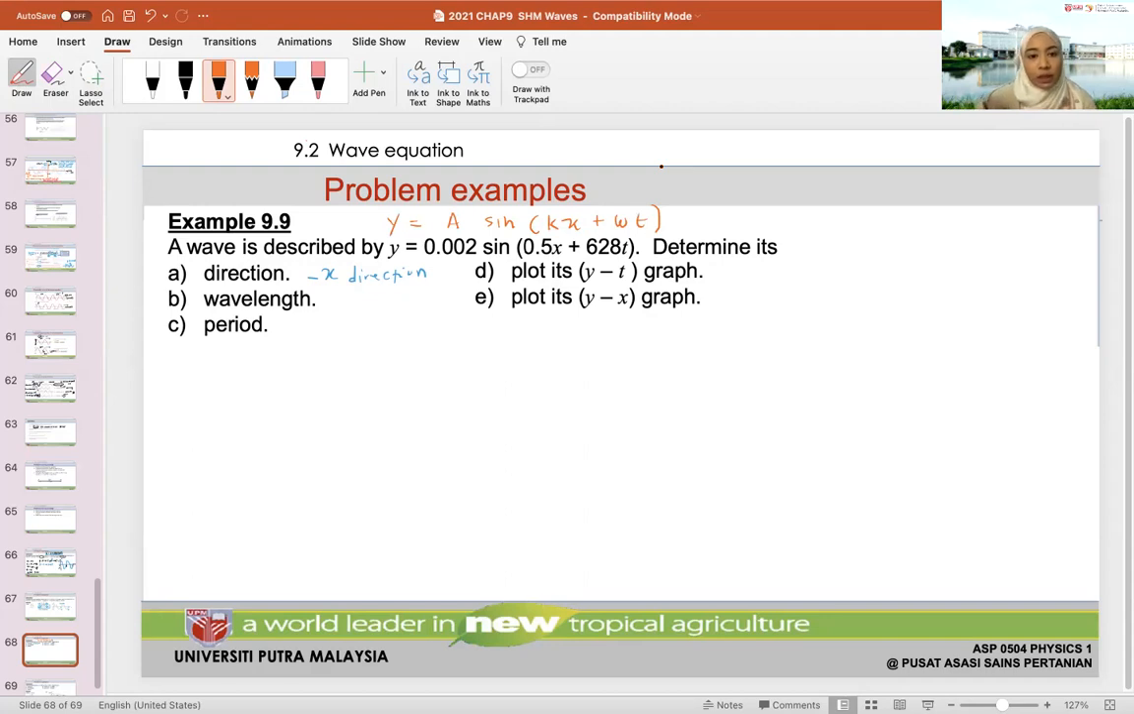Is it in k or in omega? Lambda. Lambda is wavelength. Is my lambda inside k or is it inside omega? Is anyone willing to help Adli?